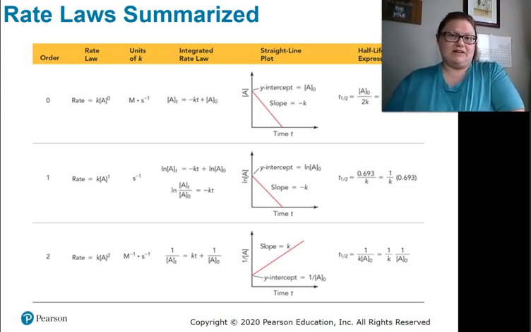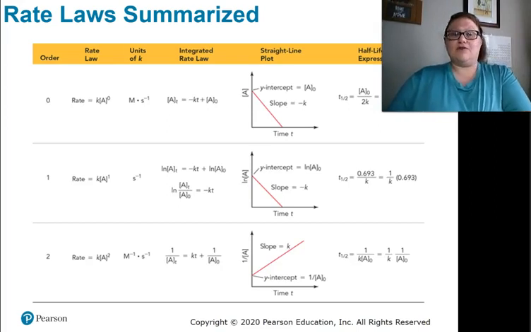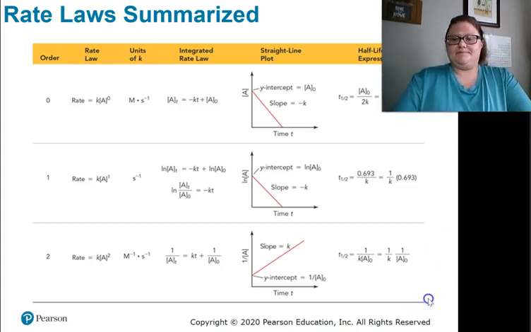Then what does the straight line plot look like? Again, focus on the x and y axes, right? Particularly the y is what's changing each time. And then what the half-life expression will be, you do not need to memorize that.